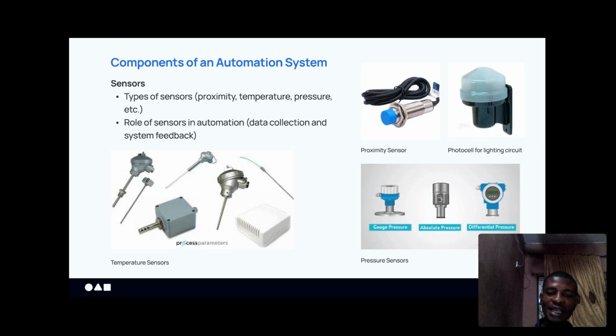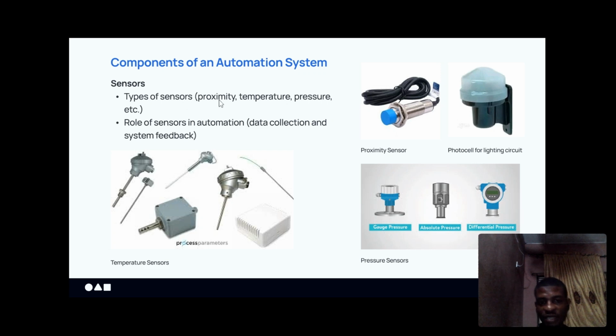Like I mentioned earlier in our introduction to control, we saw the different types of control systems, the closed loop and the open loop. So the sensors are mainly used for closed loop systems, where you need to get feedback of your process. Let's say you have a tank. I will still go back to the example of the tank. Once the tank is full, the sensor sends a signal to the control system that the tank is full, and then it cuts off. So we have different types of sensors.